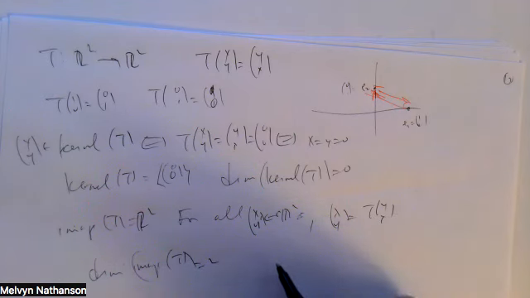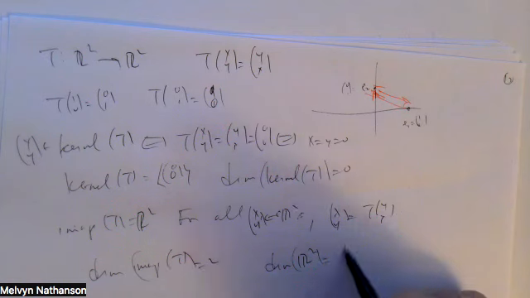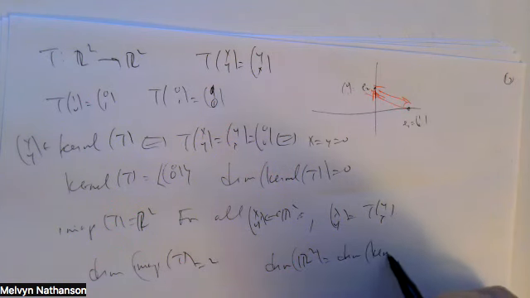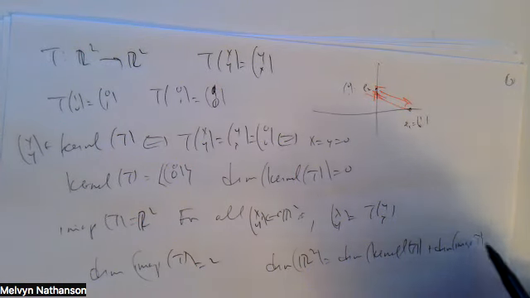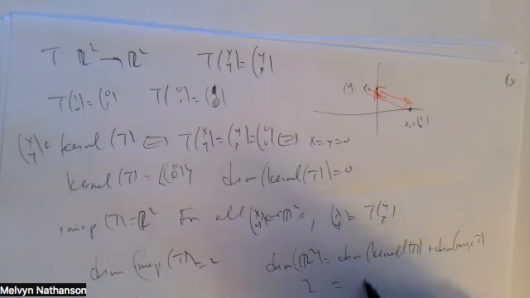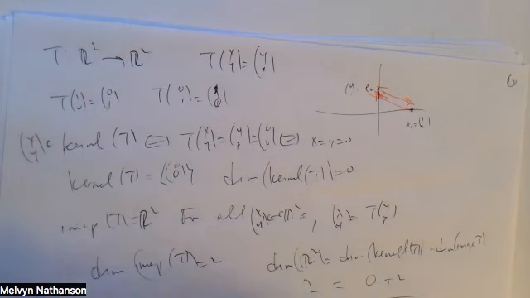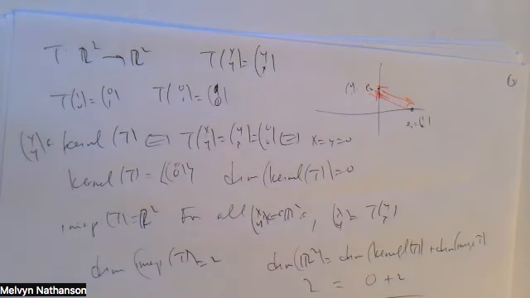So the statement that the dimension of R2 is the dimension of the kernel plus the dimension of the image is just the statement 2 equals 0 plus 2. Okay, so that's a confirmation in this case.